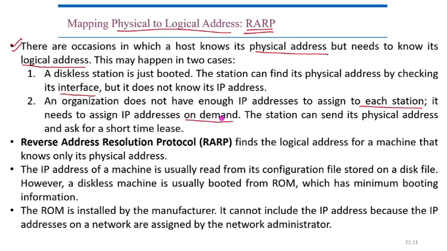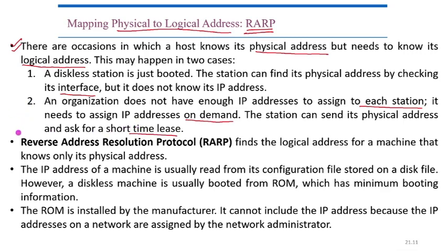So if there are not enough IP addresses available to a particular organization, then it will not assign the IP address directly. It will assign based on demand. In that case, the physical address is known, but the IP address is not available. So the station can send its physical address and ask for a short time lease. Then it will be sending its logical address likewise.